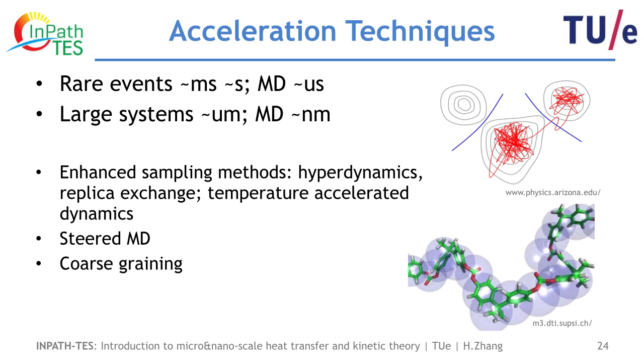The steered MD method directly pulls molecules to form certain structures. Coarse graining binds a number of atoms into one big united atom to reduce the total degrees of freedom in the system.